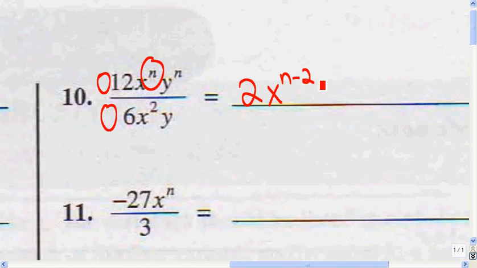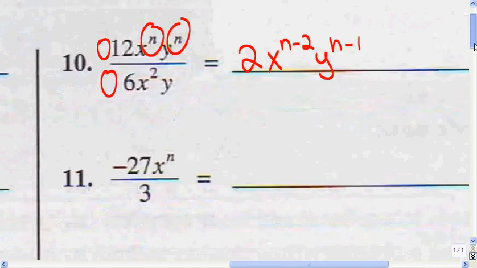Again, here I got 12 divided by 6, so that's going to be 2. Since there's no sign, I know they're both positive, so my answer is positive. And then again, it's a whole number, so that means that n has to be the bigger exponent. So I put the bigger exponent first, n minus 2. And again, since my answer is a whole number, it's not a fraction, I know that n has to probably be the bigger exponent, so I'm going to write y, n minus 1. Okay, I hope you understand.